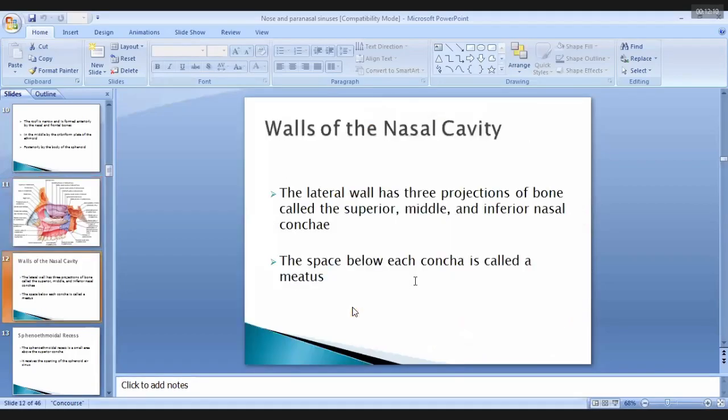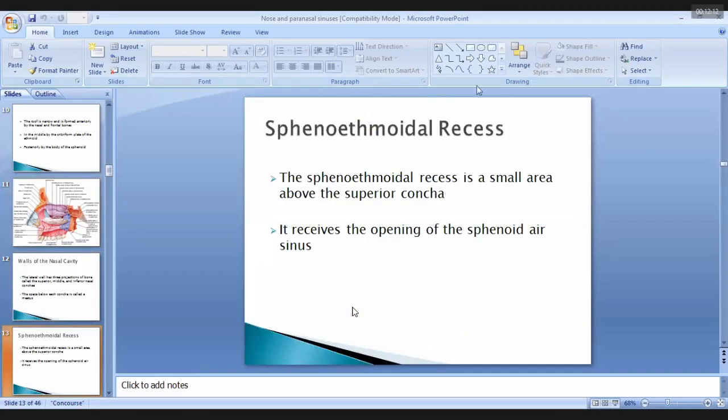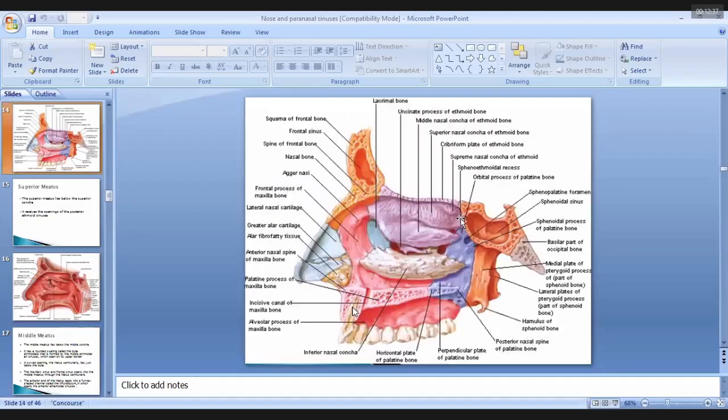Another structure is also present in the lateral wall of the nose, known as the sphenoethmoidal recess. As its name indicates, it is related to two bones, the sphenoid bone and ethmoid bone, and recess means a space. The space that lies above the superior concha, related to the sphenoid bone and ethmoid bone, is known as the sphenoethmoidal recess. This recess is above the superior concha. Above this, there is a recess or a space known as the sphenoethmoidal recess.